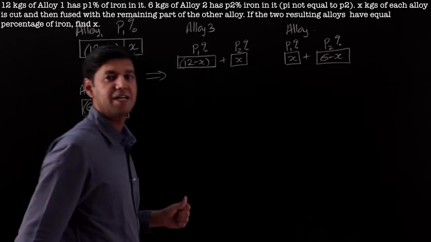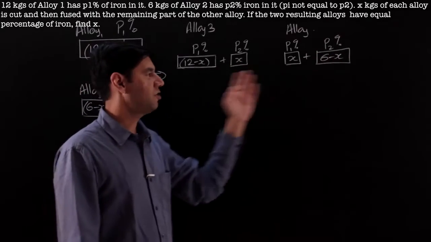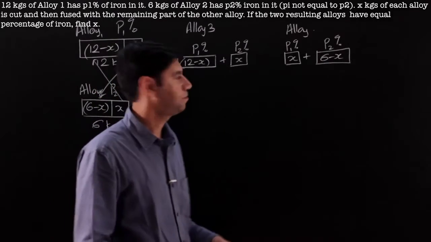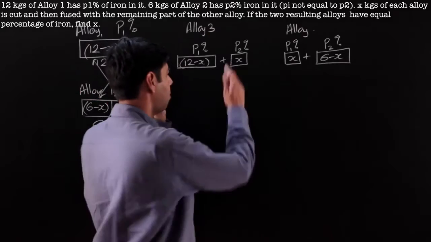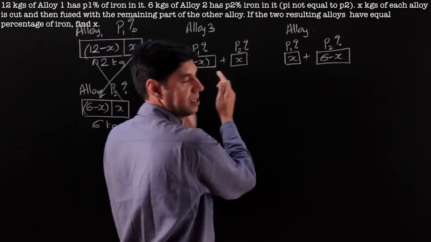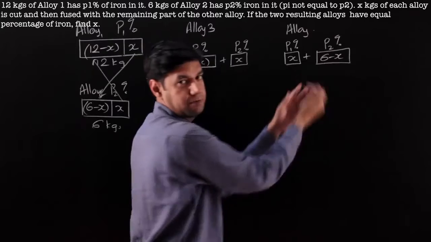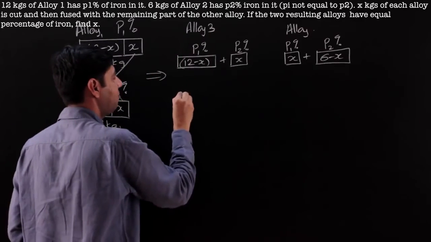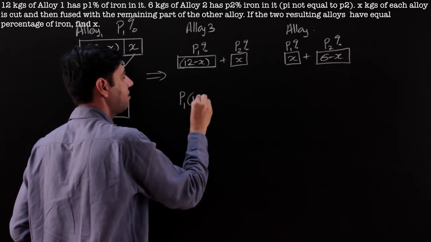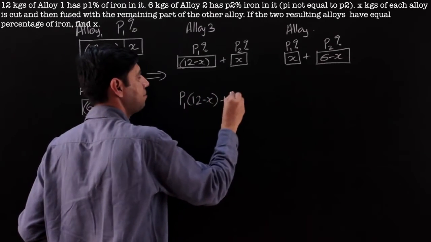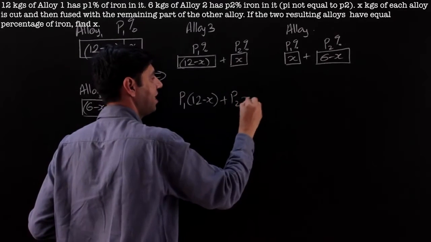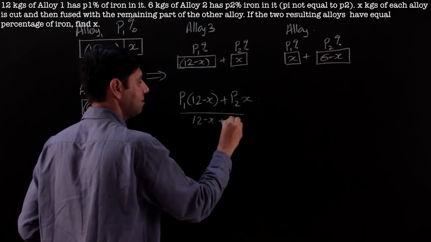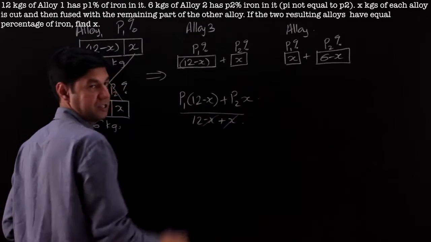So these two are fused, and it is given that the percentage of iron in alloy 3 and 4 are equal. I want to find the value of X. So there are two sort of weighted average situations. There's a part 1, part 2 mixture, part 1, part 2 mixture, and the percentage same. So let's try to do it algebraically. So P1 is the average into the weight, which is 12 minus X, plus P2 is the average into the weight X, over the sum of weights. Okay, I'll write it completely, 12 minus X plus X, which is going to eventually be just 12.